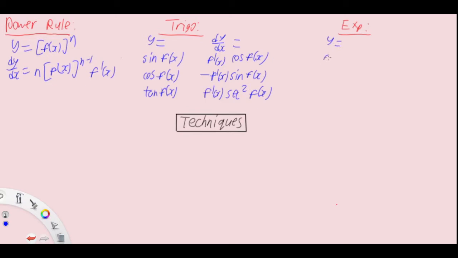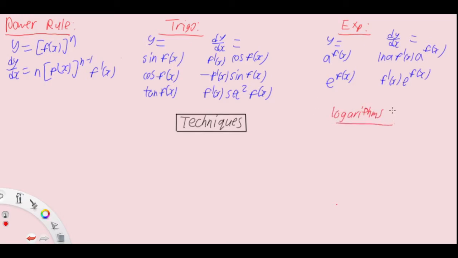Moving on to exponentials, we have y equals a to the power of f(x) and e to the power of f(x). Derivatives are quite similar as well. ln a times f prime(x) times a to the power of f(x), and for e to the f(x), it is simply f prime(x) e to the power of f(x). Logarithm is very similar to exponentials as well.